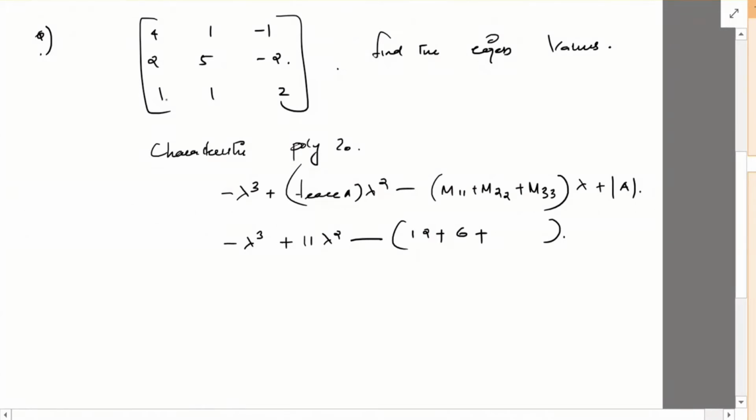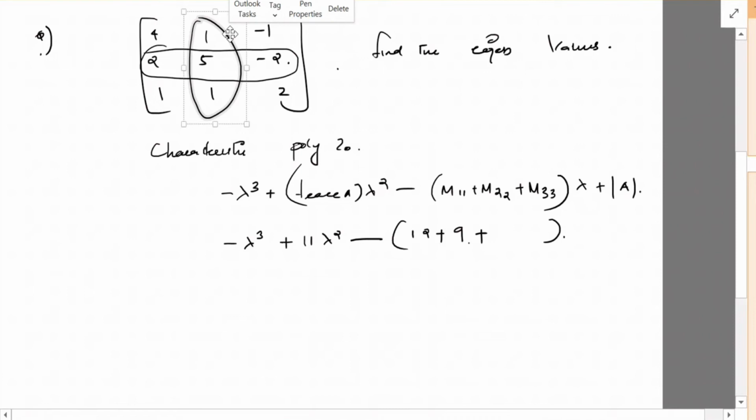M22 is 9. M22 means you have to delete the second row and second column. This is the second row, second column. Yes, sir, 9. It will be 8 plus 1, that is 9. Not minus 9, which is 9. Yeah, 9.